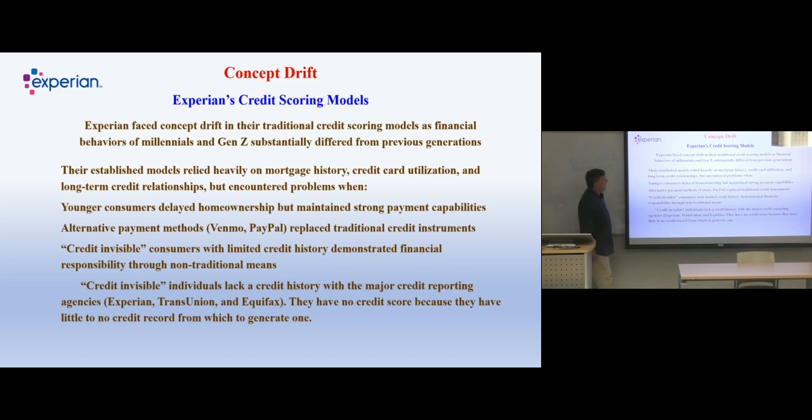Okay, Experian credit scoring. This is really interesting because they've had a lot of problems with the financial behavior of millennials and Gen Z, different from Gen X, boomers, et cetera. Notice what their models relied on in the past. Classic stuff: mortgage history, credit card utilization, long-term credit relationships, and so forth. Notice younger consumers are delaying home ownership. Why? Housing prices have gone up. Housing prices skyrocketed, yes. Price of lumber skyrocketed, yes.